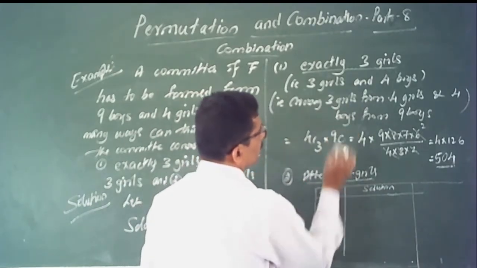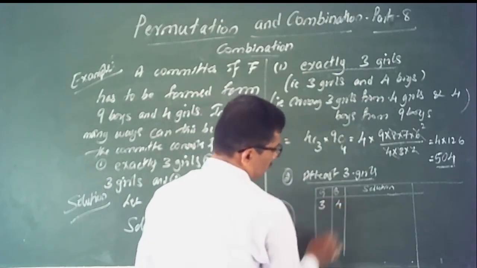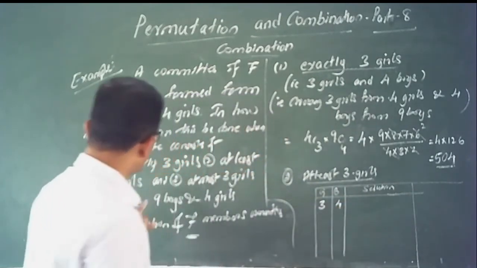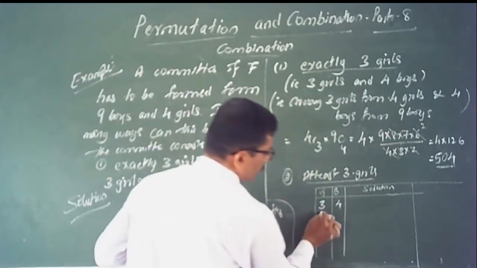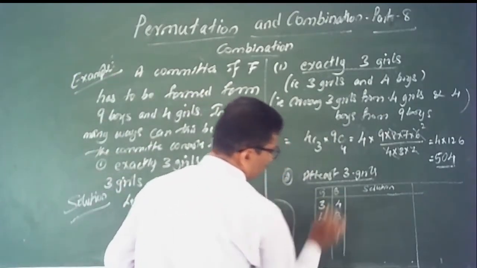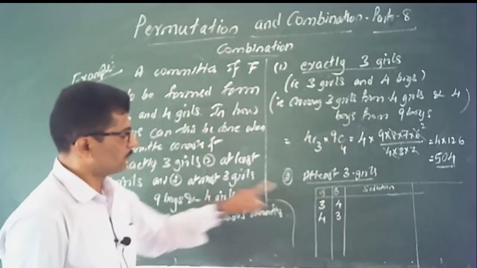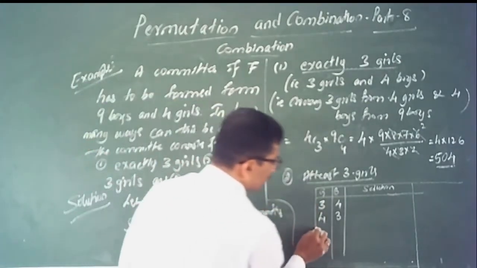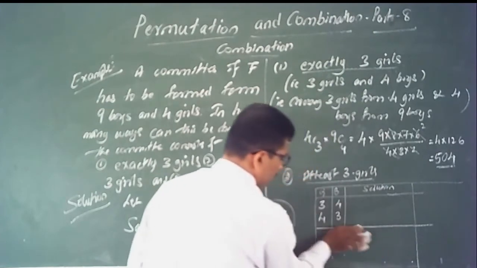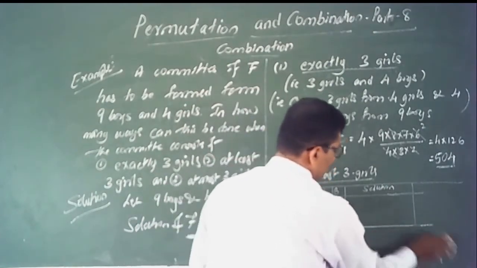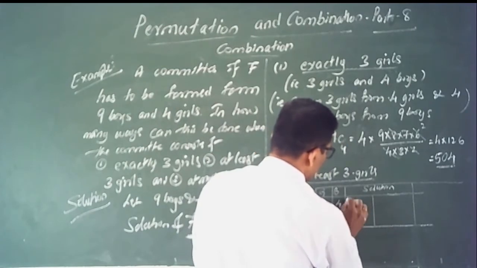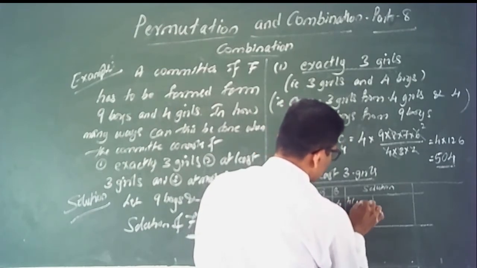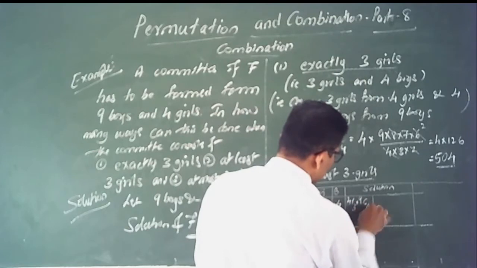If there are 3 girls, how many boys are needed? 4 boys. The maximum number of girls is 4, so with 4 girls we need 3 boys. 5 girls is not possible, since the minimum is... Therefore only 2 possible cases. It is clear? Exactly 3 girls and 4 boys: 4C3 into 9C4.